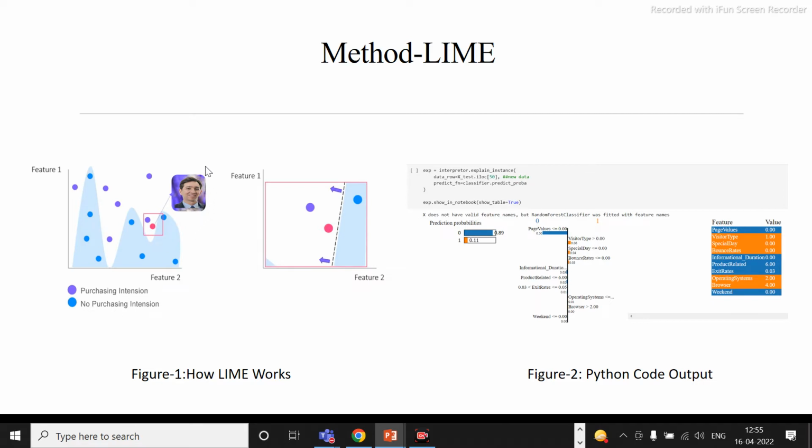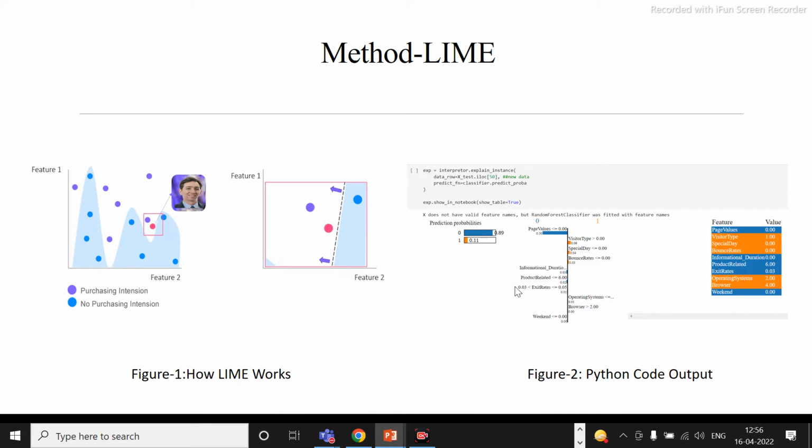For example, this is a new customer, a new visitor, and we are trying to predict whether he is going to purchase anything from our e-commerce platform or not. For that, we are trying to develop local interpretable explanations and come up with this explanation. Local interpretability means we are trying to explain by using surrogate models for a new unseen customer. So this is LIME.